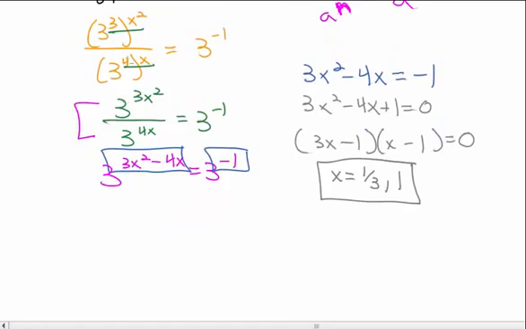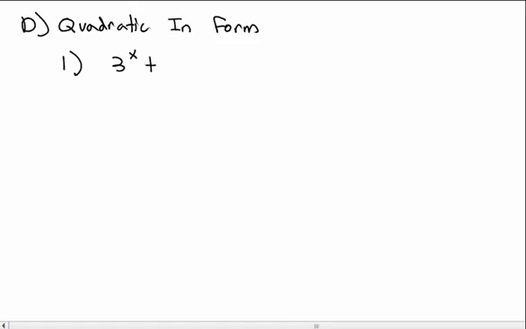I want to show you one last trick that does come up on several problems. It makes for an interesting trick to solve, and that's when these exponent problems are quadratic in form. For example, if we have 3 to the x plus 9 times 3 to the negative x equals 10. And my color coding system is going out the door on this problem because it's going to be too many steps.